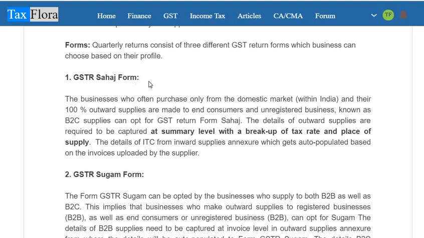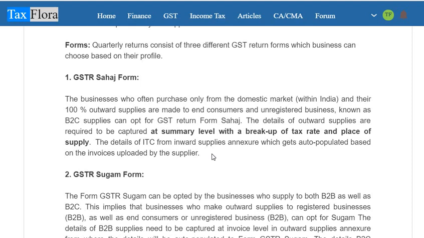What is GSTR Sahaj form? The businesses who often purchase only from the domestic market, that means within India, and their 100% outward supplies are made to end consumers and unregistered business known as B2C supplies can opt for GST return Sahaj. The details of outward supplies are required to be captured at summary level with a breakup of tax rate and place of supply. The details of ITC from inward supplies are annexed, which gets auto-populated based on invoices uploaded by the supplier. What basically they are telling is GST Sahaj form is the basic form.